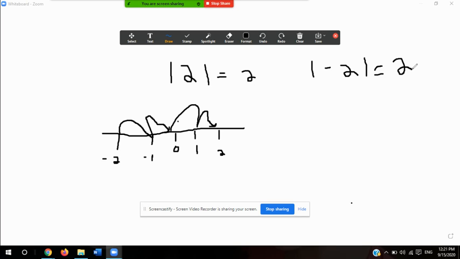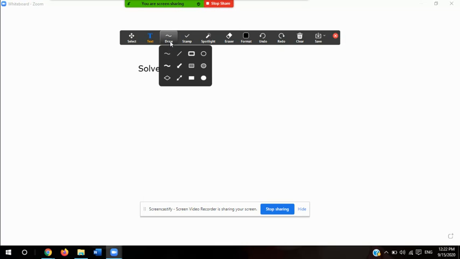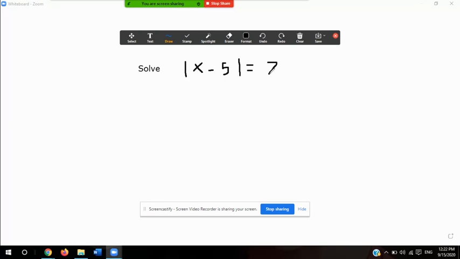So let's go over the examples in your textbooks on section 1.7. And we're going to go over example number 1. Let me just get myself acclimated here real quick. And the first example says, let me clear the drawings here. The first example says, solve the equation, the absolute value of x minus 5 equals 7. And then they're asking you to graph the solution.